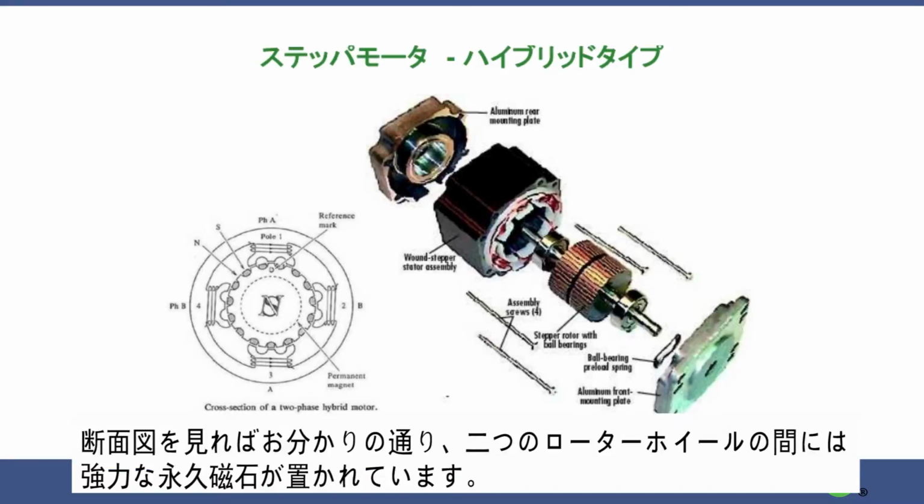You can see more in detail in this cross section. In between the rotor wheels, a strong permanent magnet is positioned.